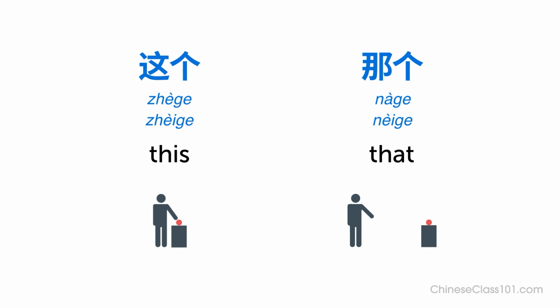Pronunciation note. There are two ways to pronounce this and that in Chinese. This and that are used more often in colloquial speech. Keeping the conversation in Chinese as long as possible is a great tactic to learn Chinese.